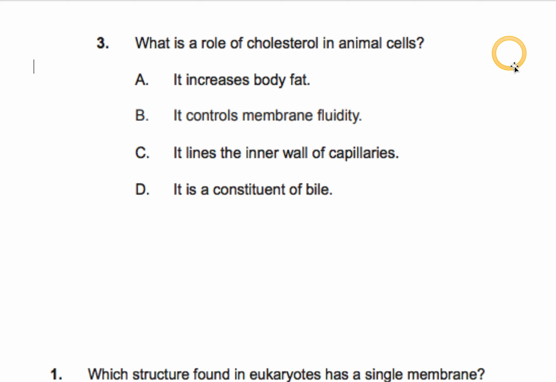So automatically, just by knowing what cholesterol does, you can directly get to the answer. It controls membrane fluidity. All of the other options are going to be random statements that may not even apply to what cholesterol does, just to try and throw you off. So if you know what cholesterol does, this question is pretty straightforward. The rest of the answers will just try and throw you off or confuse you.